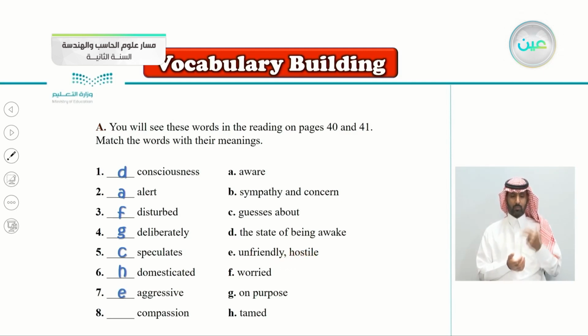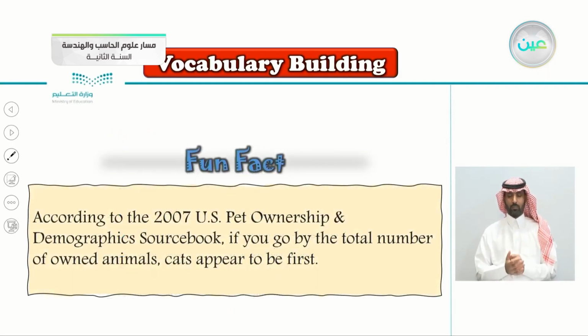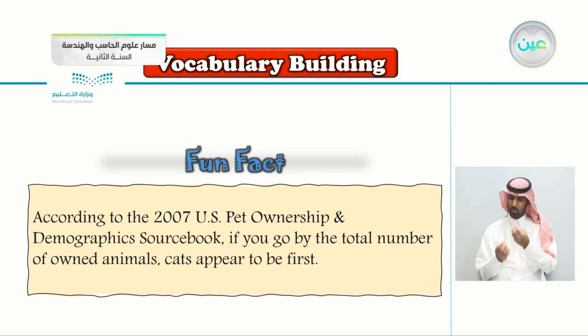And the last one, number eight, compassion, goes with the letter B. Compassion: sympathy and concern. Here's a fun fact for you. According to the 2007 U.S. Pet Ownership and Demographic Sourcebook, if you go by the total number of owned animals, cats appear to be first. So people bought lots of cats before.